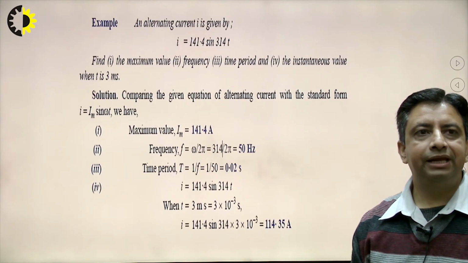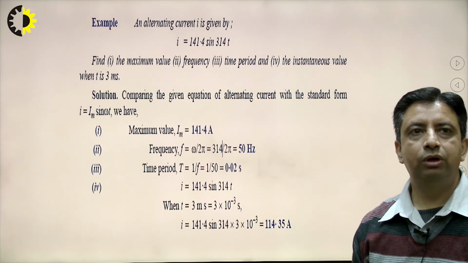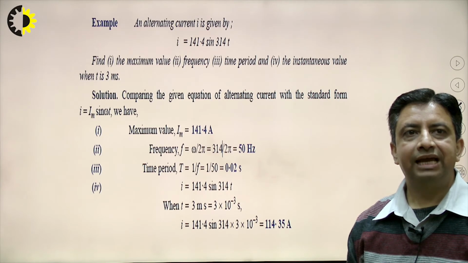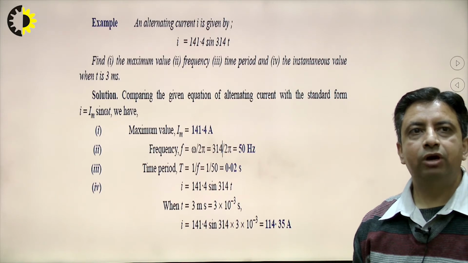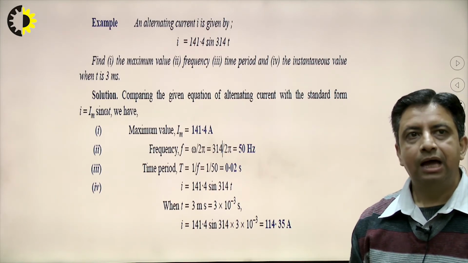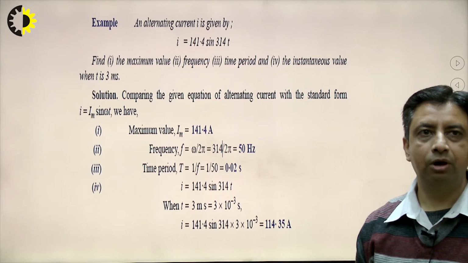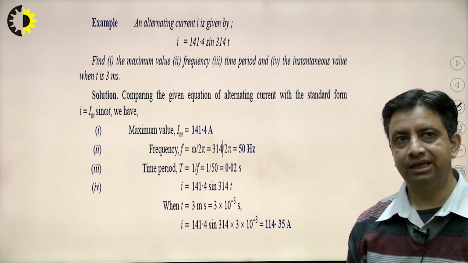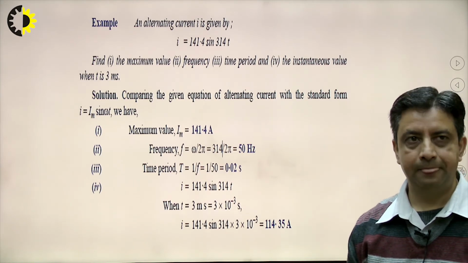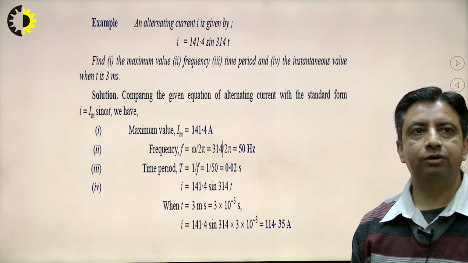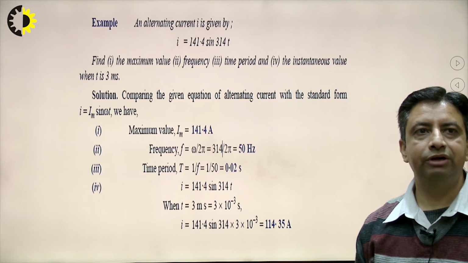Now, let us solve one numerical related to this. It is given that an alternating current is given by i equal to 141.4 sin 314t. In this case, as I told you, 141.4 is Im, the maximum value of the current, and omega is given to us as 314. So the value of omega is 314 and the value of Im is 141.4. We have to find out these particular values. First is maximum value, which, as I told you, is 141.4.